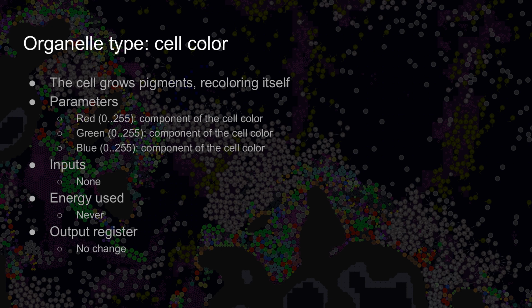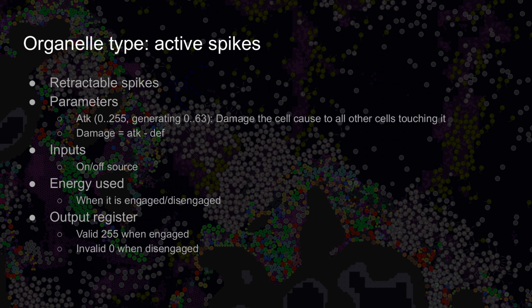The organelle takes no inputs, uses no energy, and does not change the output register of the slot it is in. The next organelle type is active spikes. These behave like normal spikes, poking everything, but can be retracted. If the input it takes is valid, the spikes will be active. If the input is invalid, the spikes will be inactive. The organelle uses energy when it switches from active and inactive states. The output register of the organelle will be valid 255 if the spikes are engaged and invalid 0 if disengaged.